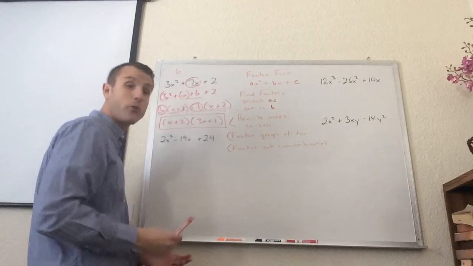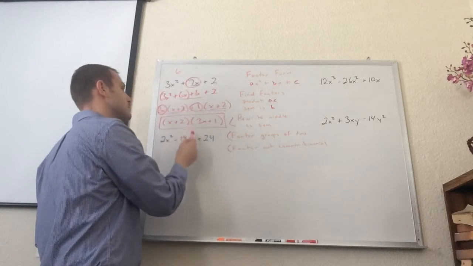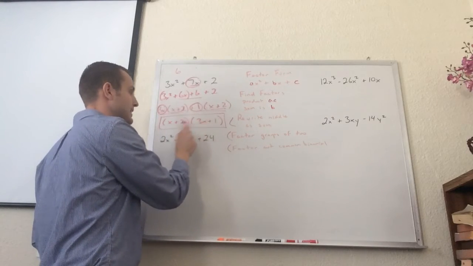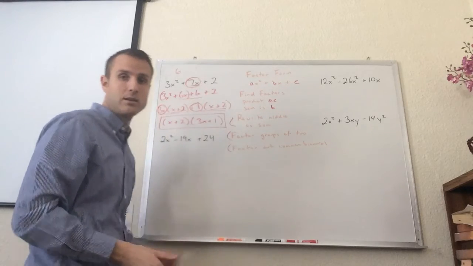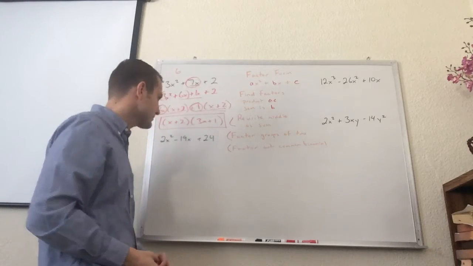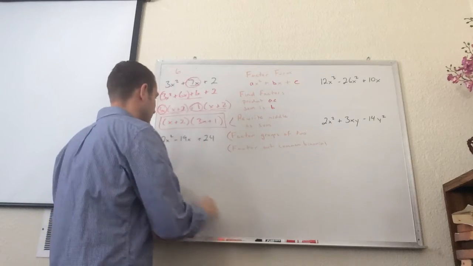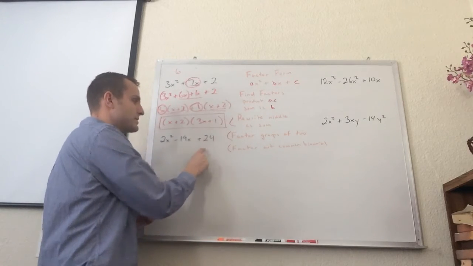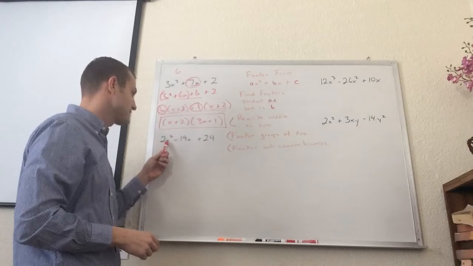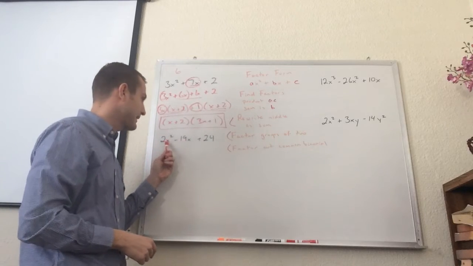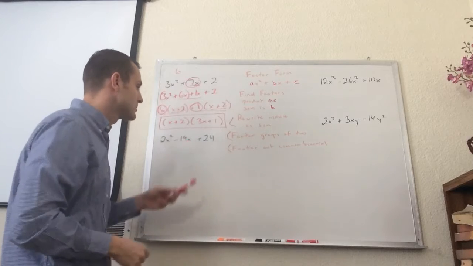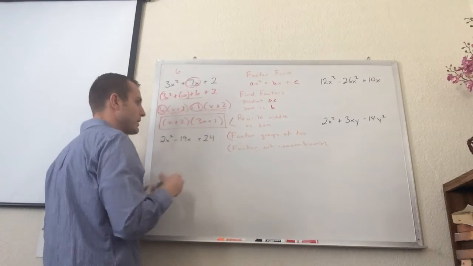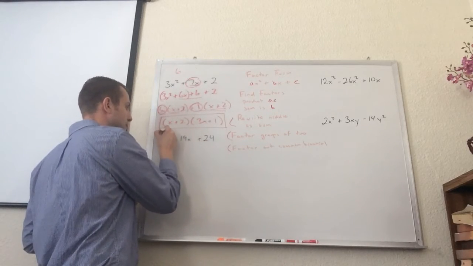And again, you can use FOIL, first, outside, inside, last, and double check, and you should end up with this original answer. If you don't, you did it wrong. Let's look at another example right here. 2x squared minus 19x plus 24. Notice I have something being multiplied by x squared, and I can't factor that out because not all of these can be divided by 2. So the first thing I'm going to do is 2 times 24, that's 48.